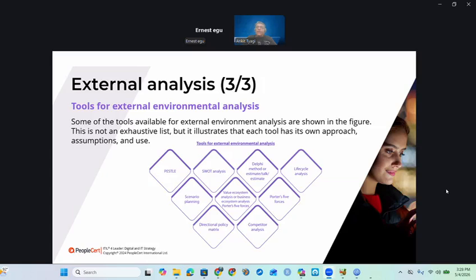So these are PESTLE factors, SWOT analysis, Delphi method, life cycle analysis, scenario planning, value ecosystem analysis or business ecosystem analysis, Porter's five forces, directional policy matrix, competitor analysis. All these, like I said, are tools that can be used to analyze the external factors that can always have an impact on the organization.